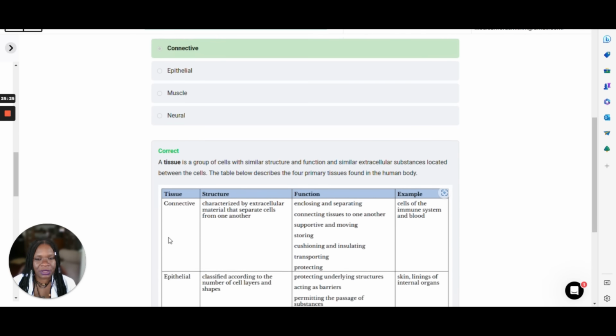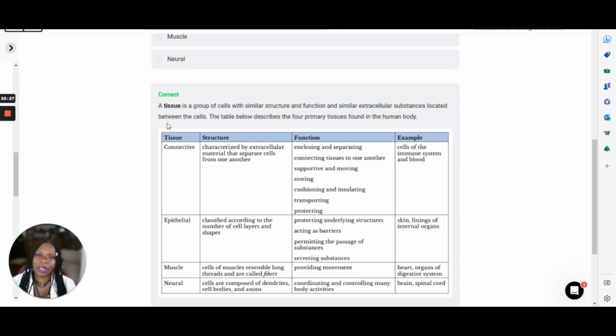The tissues that are connective are going to, let's just back up for a minute. A tissue is going to be a group of cells with similar structure and function and similar extracellular substances located between the cells. Let's take a look at this table right here to just brush up on the different types of tissues, which is why if you got stuck and ended up picking epithelial, remember the epi, our prefix there, indicates on the surface, epi meaning outside, okay? So that's not going to be immune system or the blood. We know that those are strictly internal.